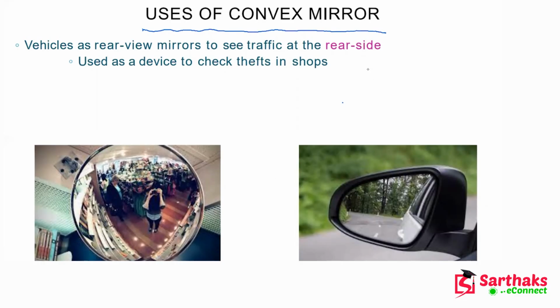So it is used at the rear sides of cars. At the rear sides of cars we use convex mirror. And now you might get why we use it in the rear side mirrors of a car: because it can cover a larger area. A larger area can be seen in a small size of mirror. Now, in the case of a device to check theft in a shop, you might have seen this in a shop. In a shop, these types of convex mirrors are placed so that we can easily detect the thief, because it covers the larger area.